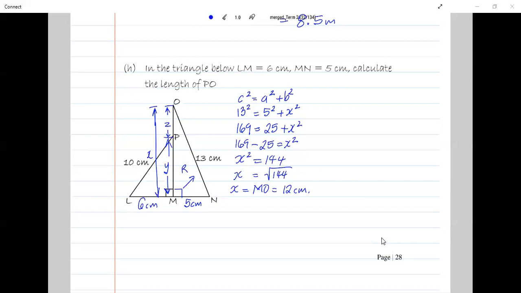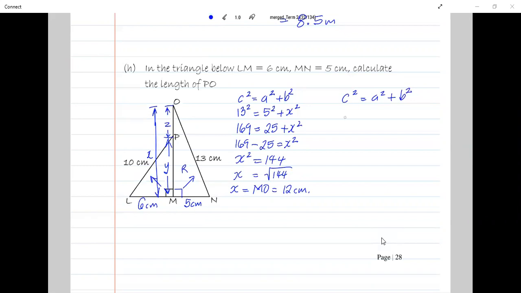Now, the triangle to the left is also a right angle triangle, and I know the length of two sides. The longest side, which is the hypotenuse, is in front of the right angle, that is 10 centimeters. And the other two sides are Y and 6 centimeters. Pythagoras theorem formula says C squared is equal to A squared plus B squared. In the Pythagoras theorem formula, C is the hypotenuse and A and B are the other two sides.